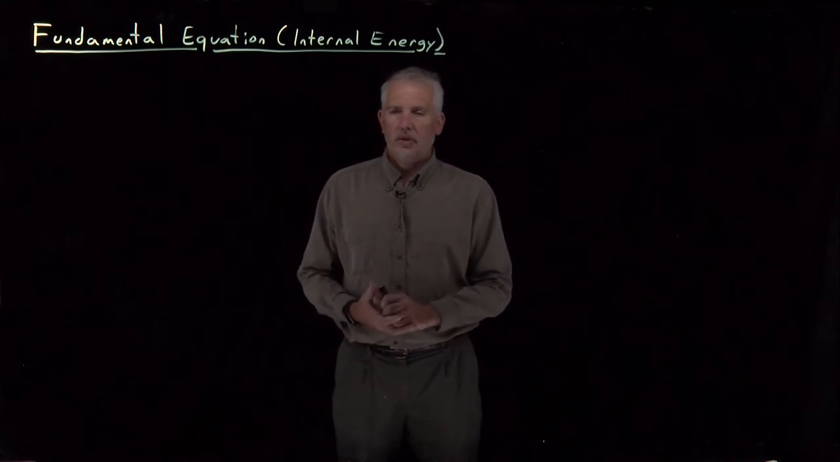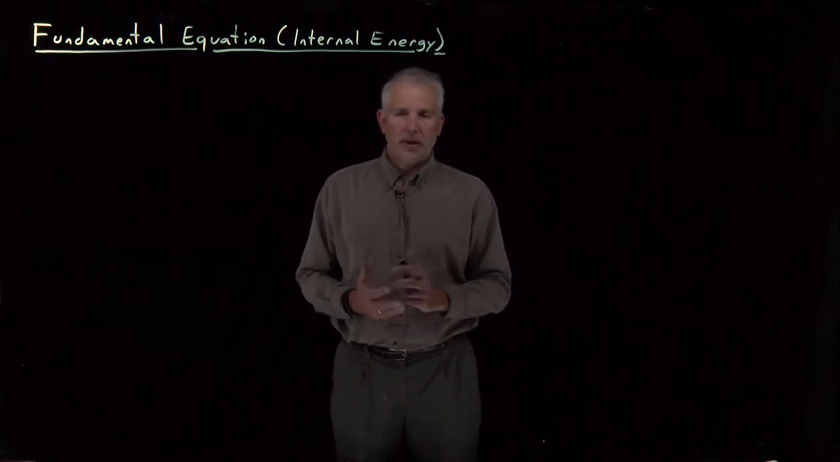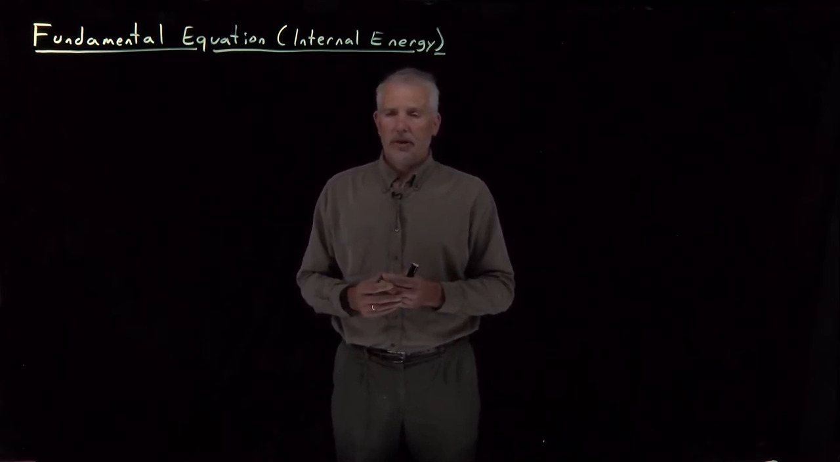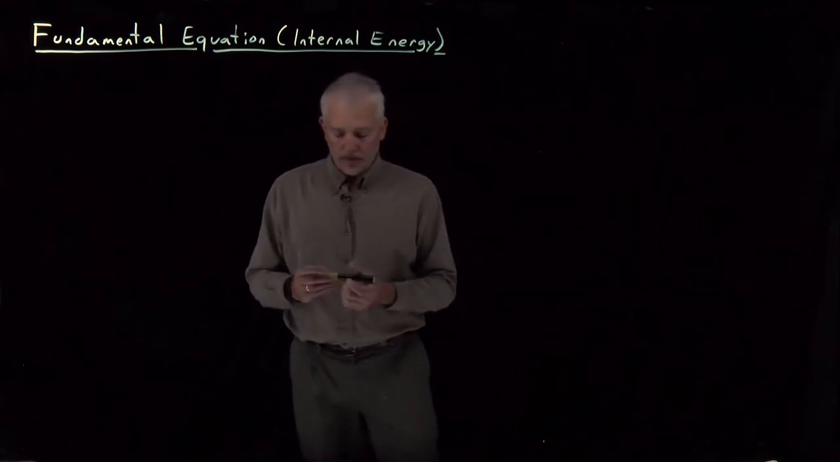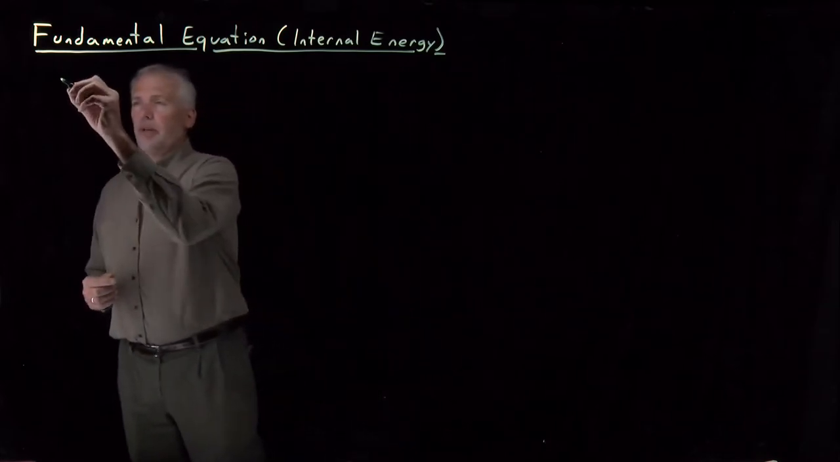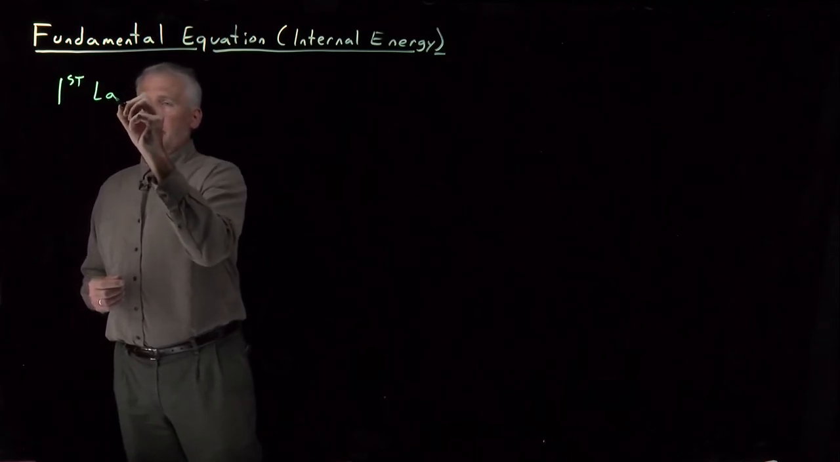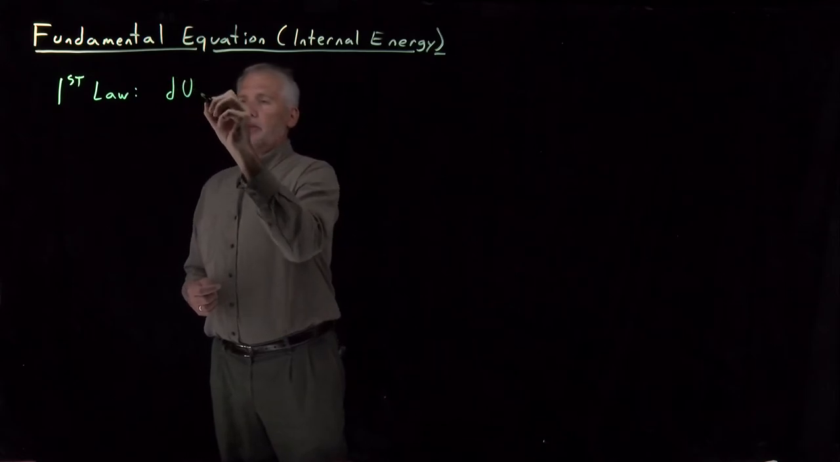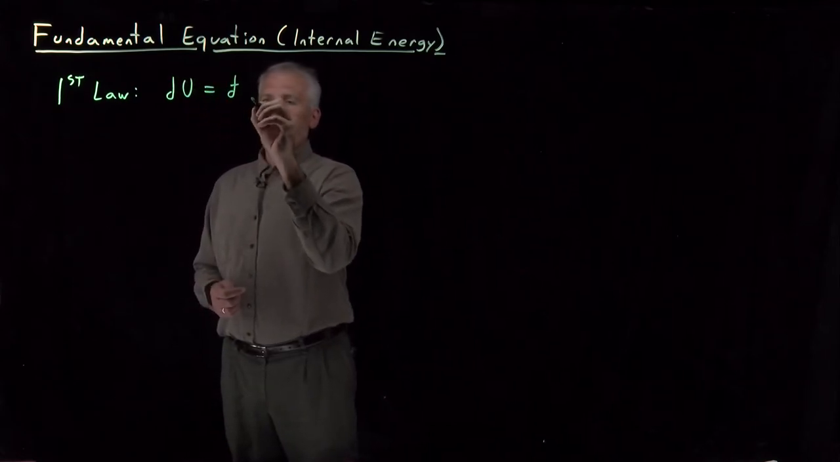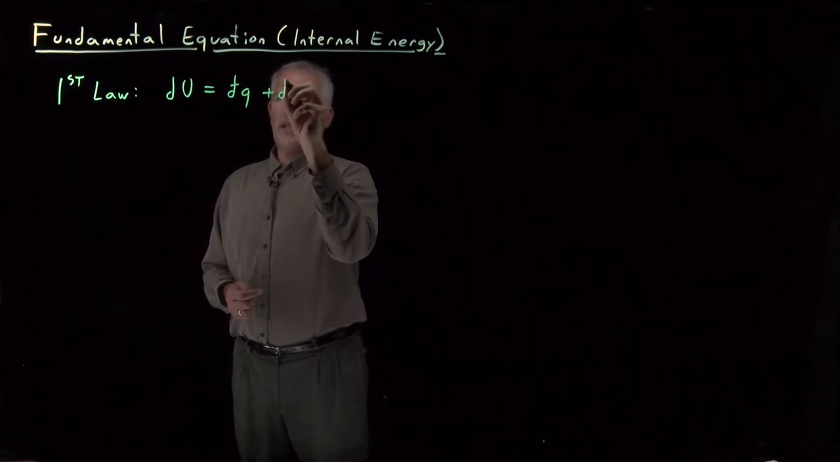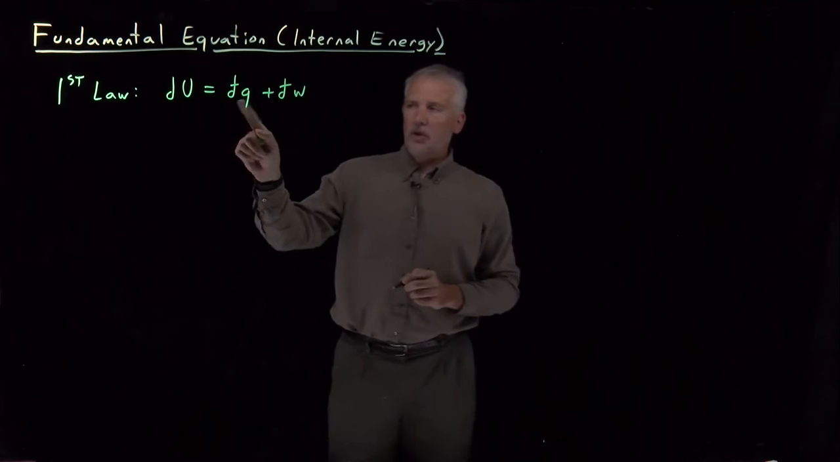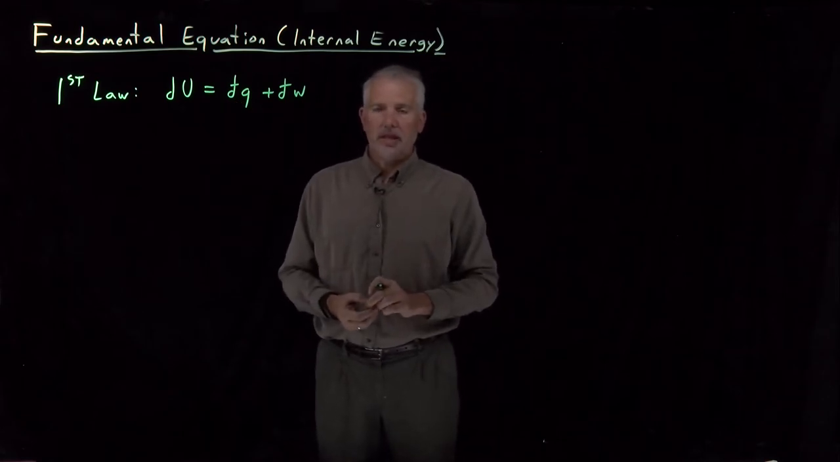So as we continue to explore relationships between thermodynamic variables, we're at a point now where we can combine a few results that we've seen previously to get an equation that is going to be quite handy and useful as we move forward. So let's start with the first law of thermodynamics. If you recall the first law in the differential form, I could say energy is heat plus work, or in this case I'll say differential change in energy is dq plus dw, differential change in heat and differential change in work.